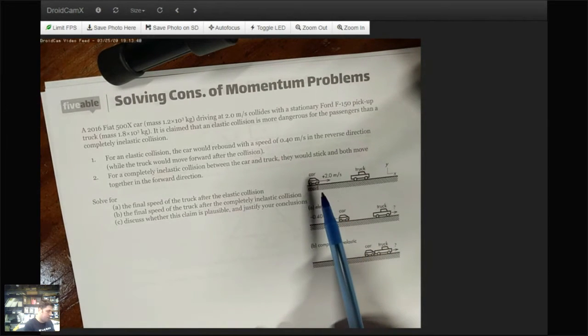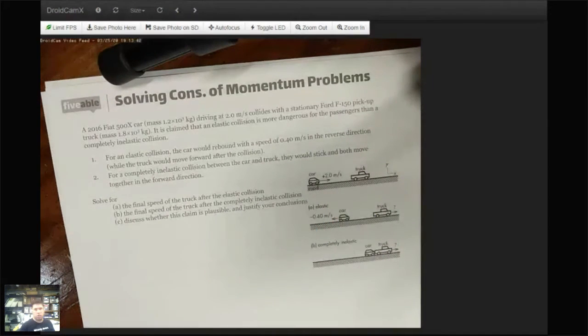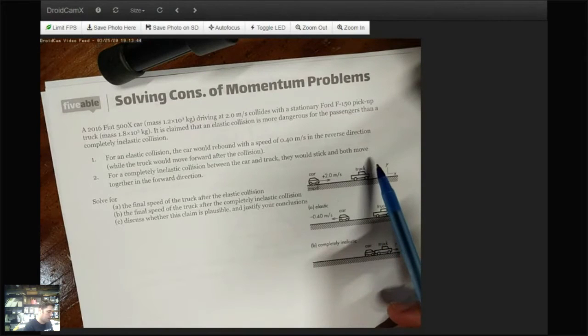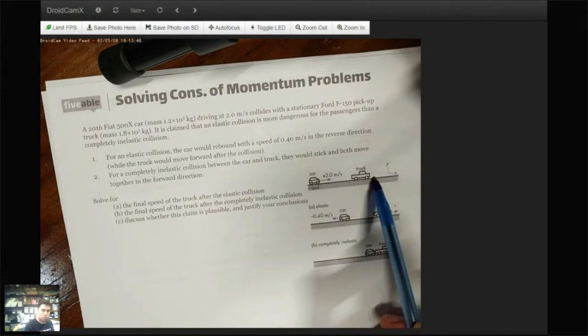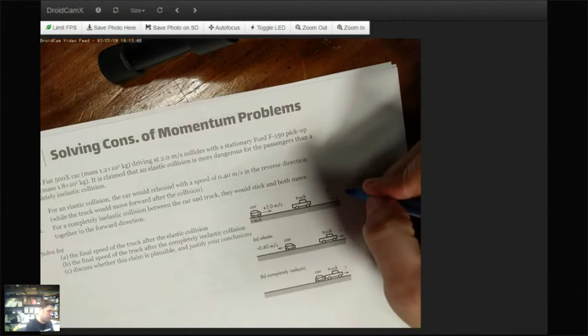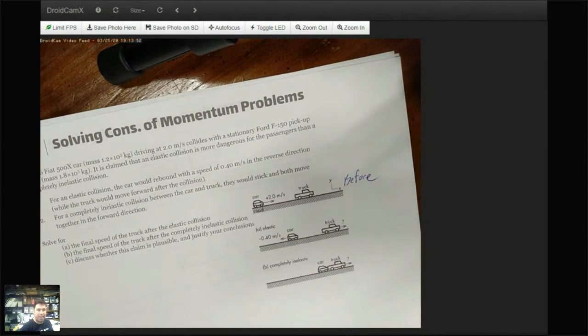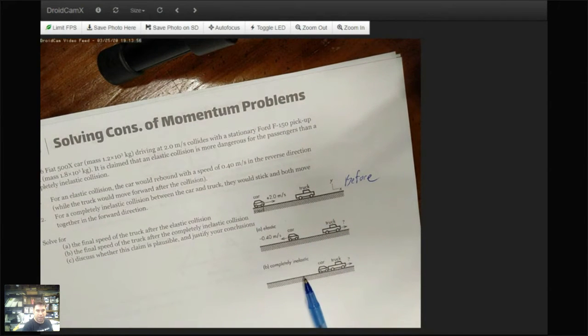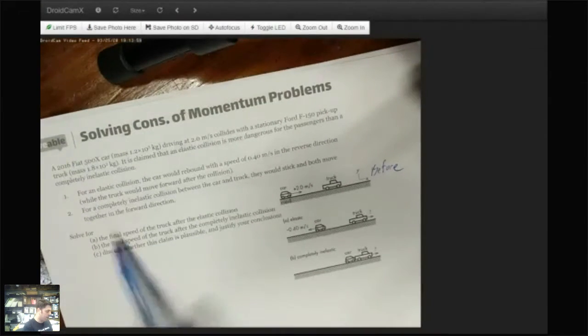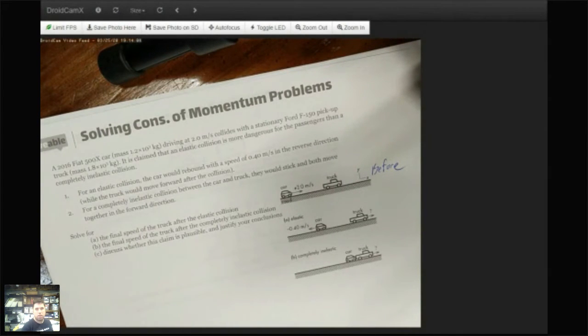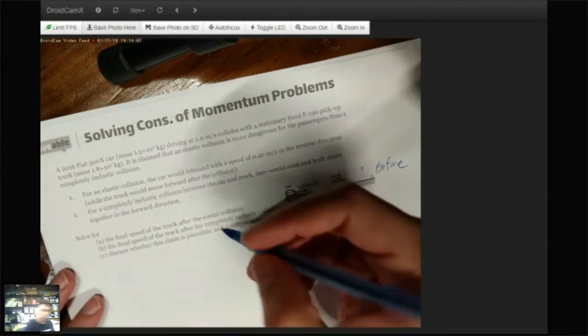Well, we've got two different kinds of collisions going on here. We've got the car and truck moving beforehand, and this is the same for both collisions. So this is our before. And then after, either they bounce off or they stick together. And we're supposed to find the final speed of the truck after each of these things. All right, let's see if I can, well, that actually got really blurry.